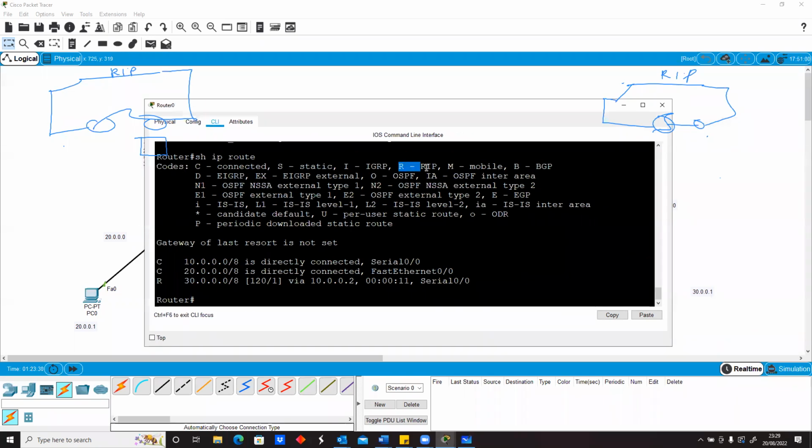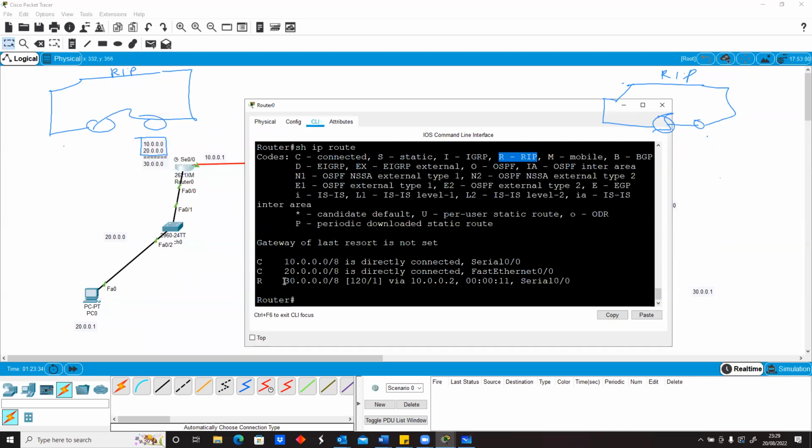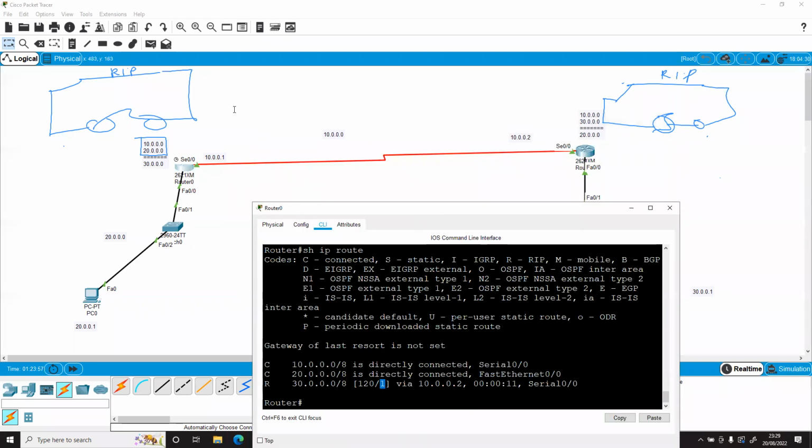R means RIP. It means that this particular network was learned by RIP. 30.0.0.0 network was learned by RIP. And this one is telling you the administrative distance, saying the administrative distance is 120. Meaning, if somebody else tells you about it, this is how trustworthy that is. And this is also telling you that you are just one hop away. This one is telling you it's just one hop. It is true. It's just one jump away from me.